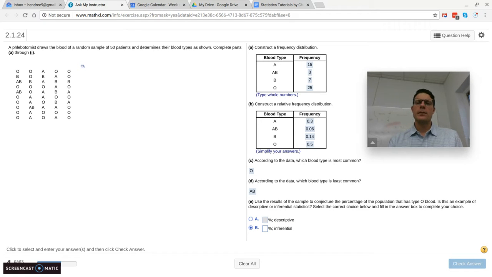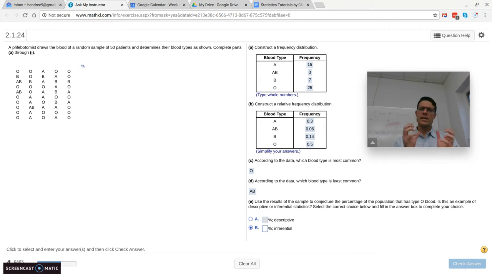So, what I would do here is I would just go to the relative frequency chart, and since 50% of our sample has type O blood, I'm guessing, we'll get more sophisticated about this later, but I'm guessing that 50% of the population will have type O blood, about half the population.